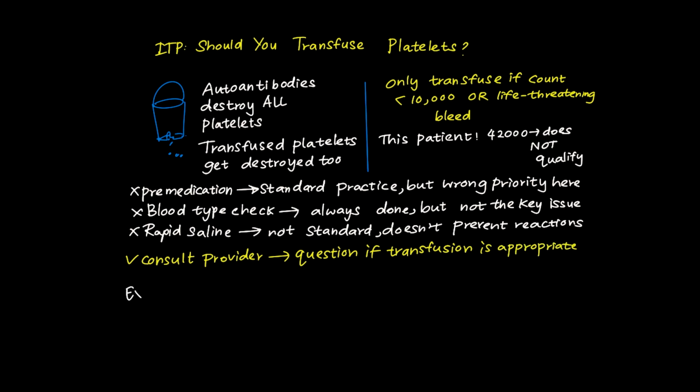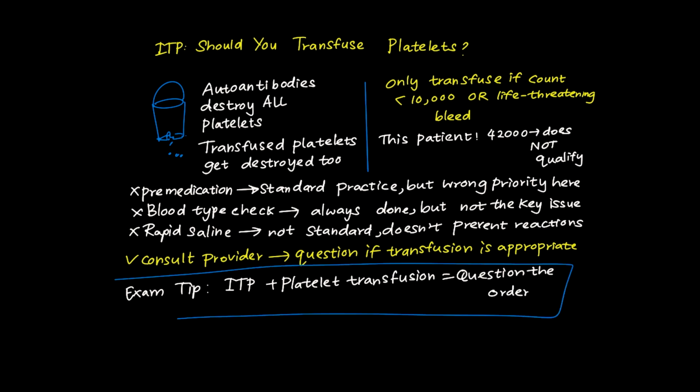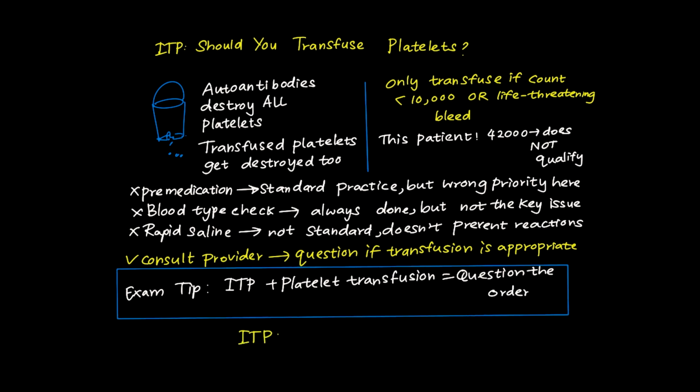Here's a WGU D454 OA exam tip for you. ITP plus platelet transfusion order equals question the order. The autoimmune destruction makes transfusion futile unless the patient is actively dying from hemorrhage. Recall hook. ITP means I take out platelets. Don't pour in what the body tears apart.